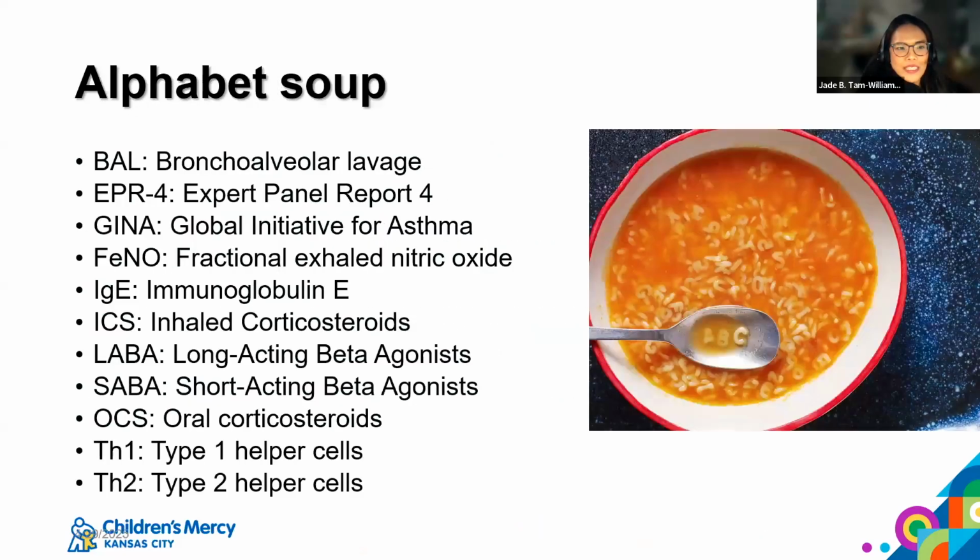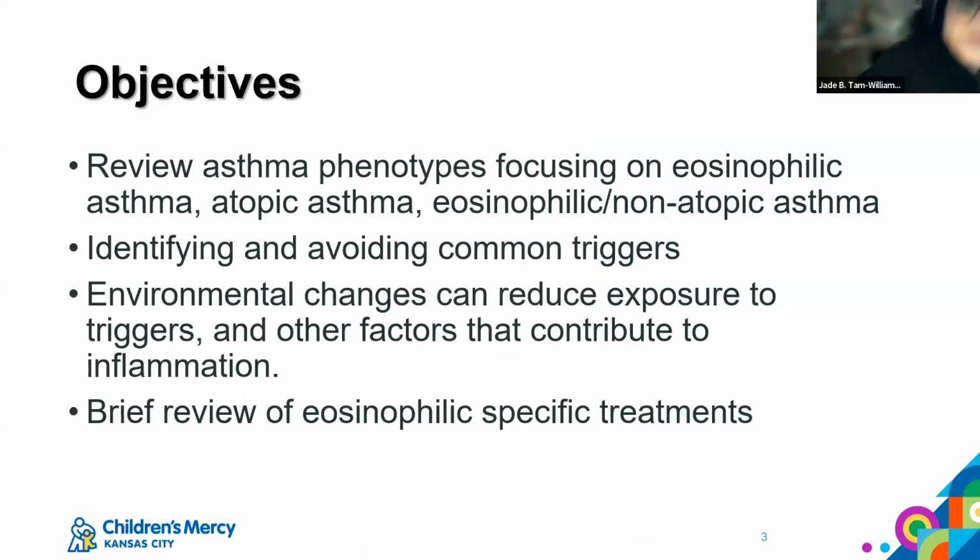So our objectives today are the following. My goal is to review different phenotypes of asthma, mainly focusing on eosinophilic asthma, atopic, or what is also known as allergic asthma, as well as eosinophilic non-atopic asthma. We're going to talk a little bit about identifying and avoiding common triggers or environmental changes, and then I'm going to briefly go over eosinophilic-specific treatments that are out there.